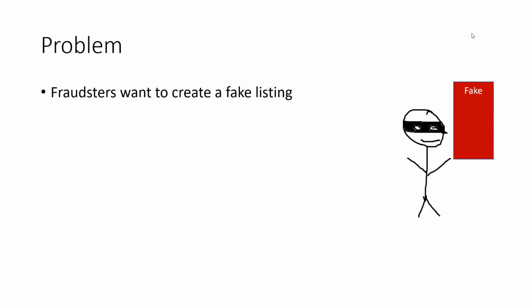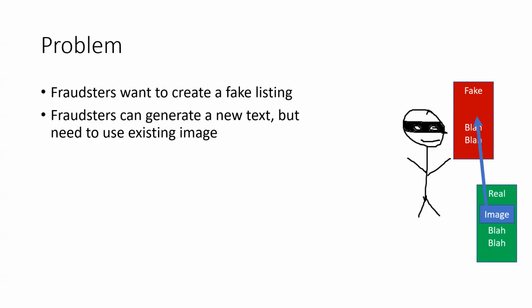One of the big problems of ads websites is fraudsters who want to create a fake listing. The idea is that they create a fake listing, the user tries to buy something from this fraudster because of this listing, and then the money goes to the fraudster and the user has nothing, of course. To create this fake listing, fraudsters can generate new text. They can write anything, but they need to use an existing image. And most often they use already existing listings that are on this website.